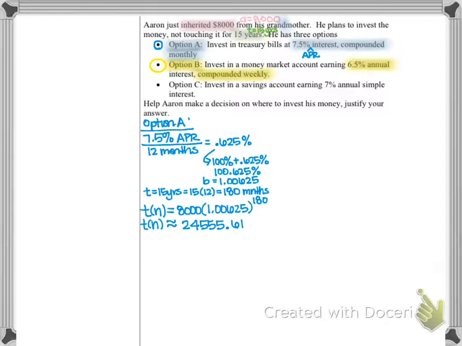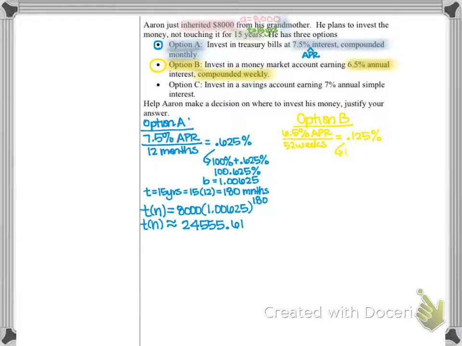So let's do option B. I'm going to do the exact same process here. I've got 6.5% annual, 6.5% APR. I'm trying to turn this into weekly, so it's 52 weeks. Let's do 6.5 divided by 52. We're just trying to take that percent and spread it over weeks instead of one big chunk at a time. So this is going to be 0.125, still a percent. Okay, I'm not going to jump the gun this time.